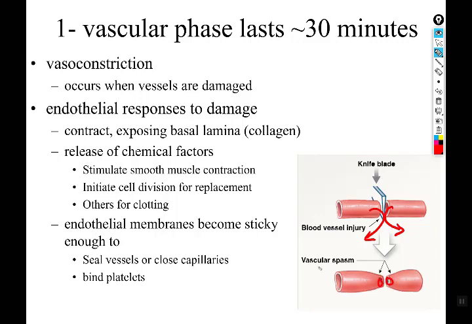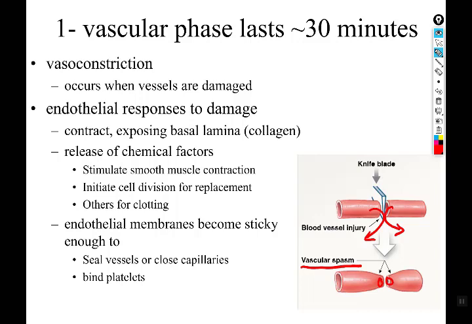So the first step is vascular spasm, which is a step that is mediated by smooth muscle contraction and also, importantly, calcium and calmodulin, because of course smooth muscle contraction is mediated by those two things, as well as serotonin. So you need both of those things.